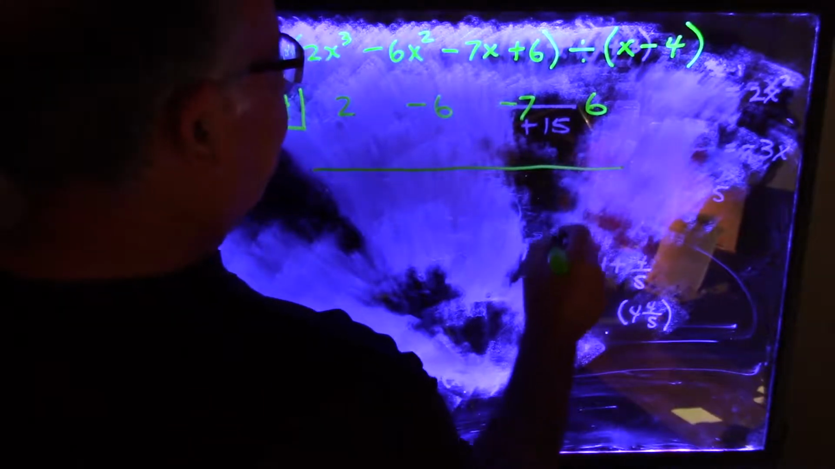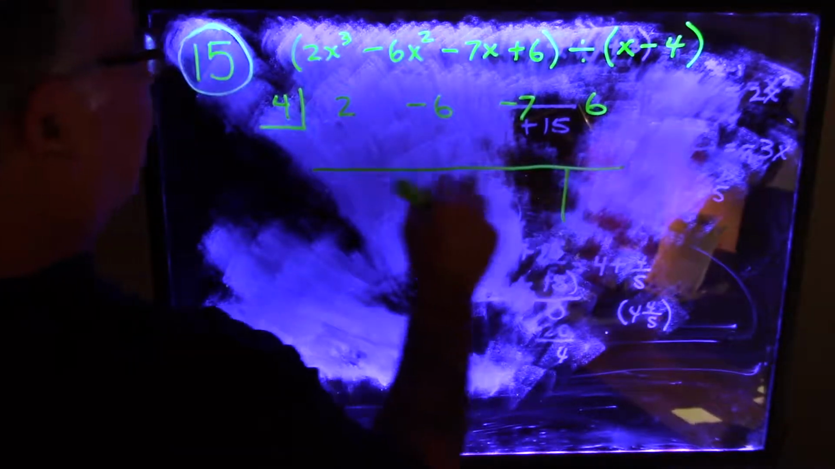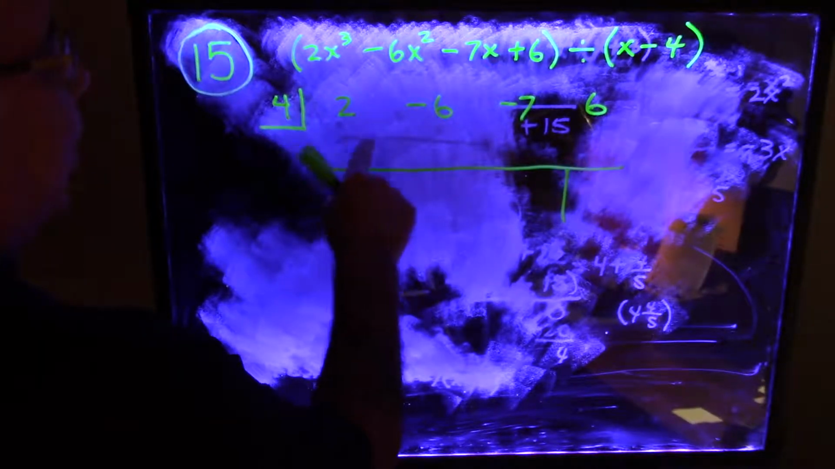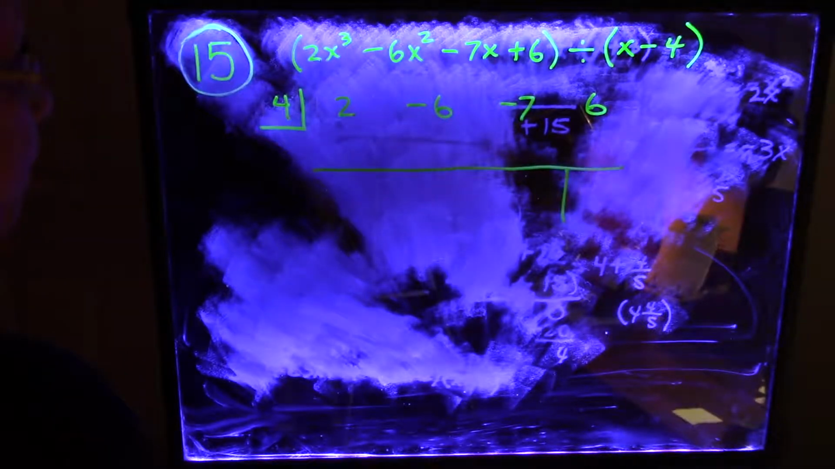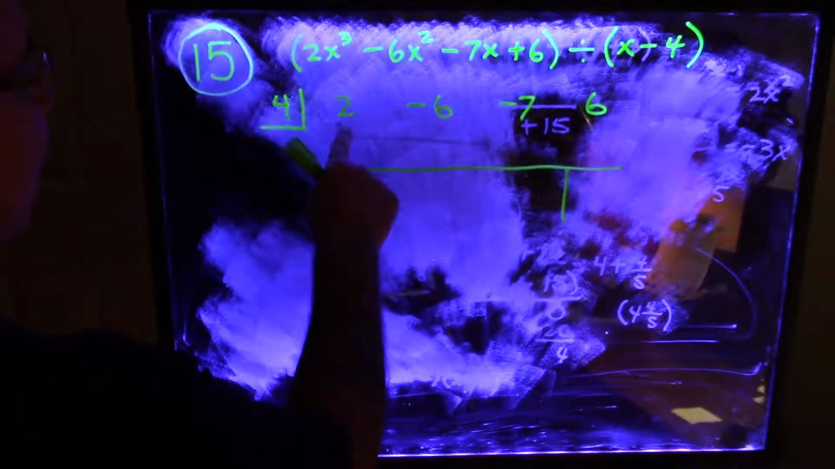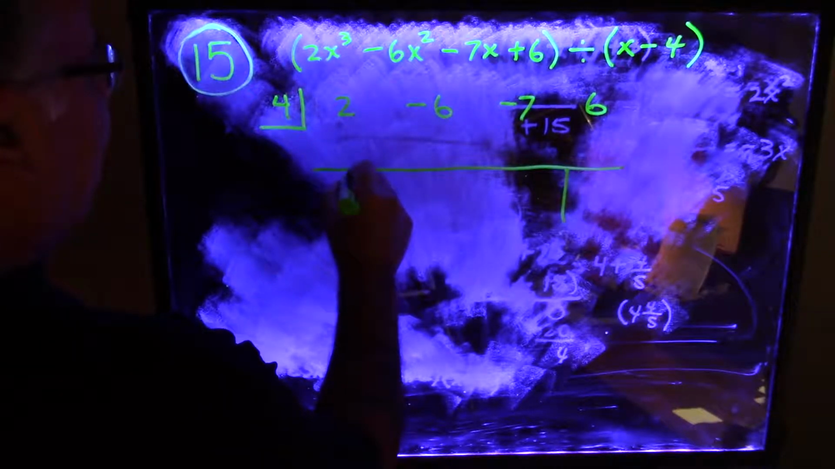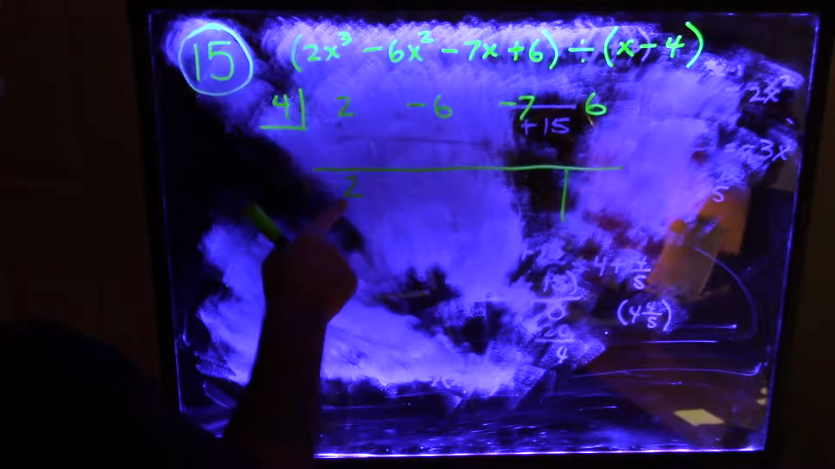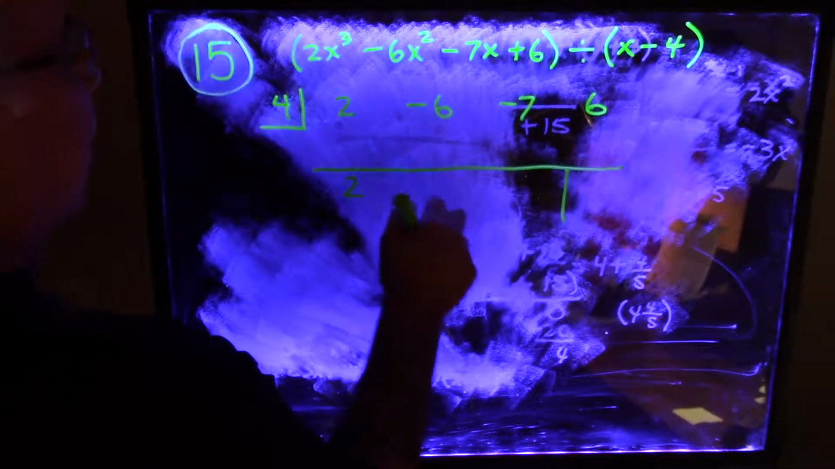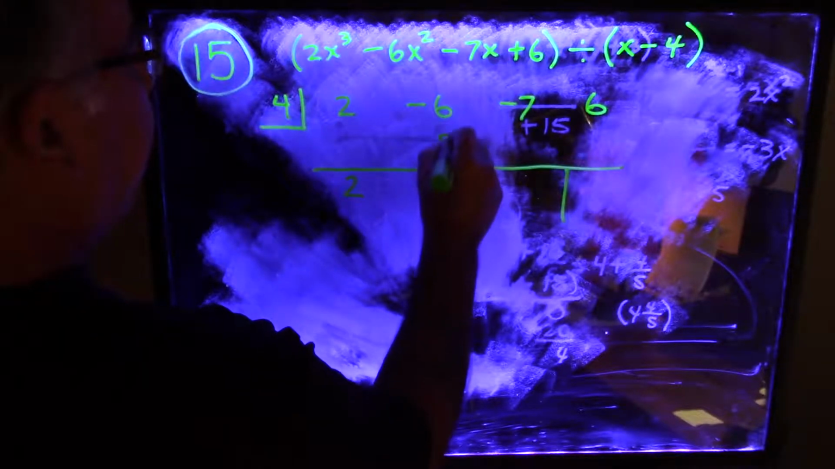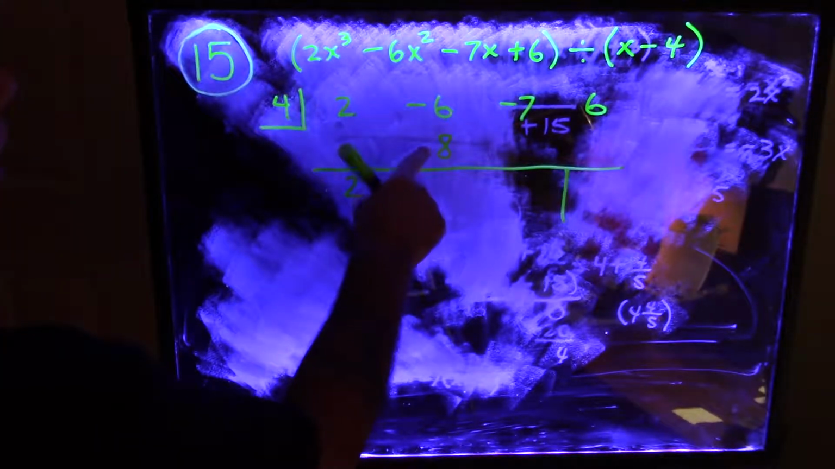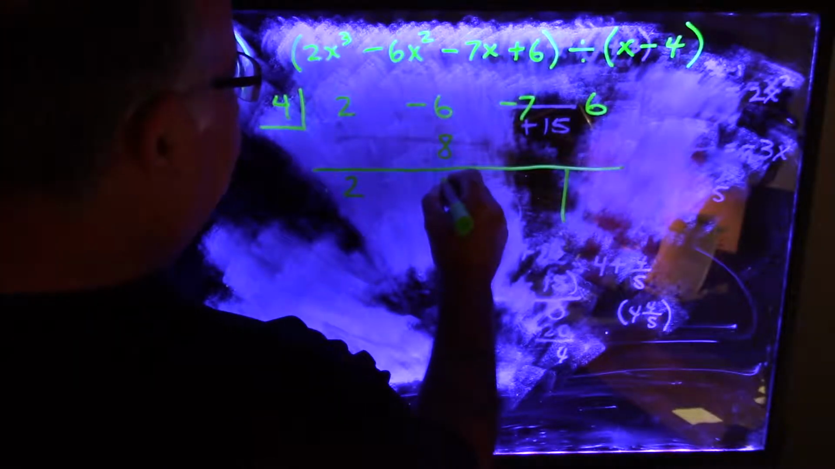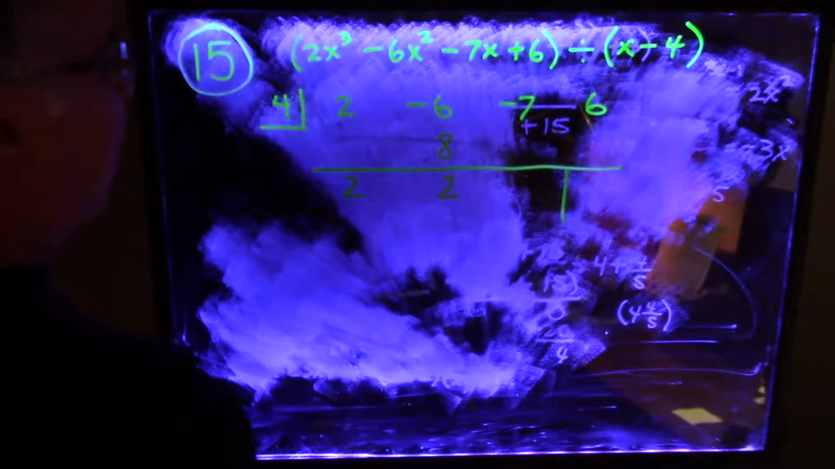You put a line. What you do is you leave some space under or above the line so that you can put numbers here. Now you bring down the 2. Just bring it down, don't do anything. Then you take 4 times 2 is 8, and then write the 8 here. And then you add these. 8 plus negative 6, or 8 minus 6 is 2. You write the answer there.